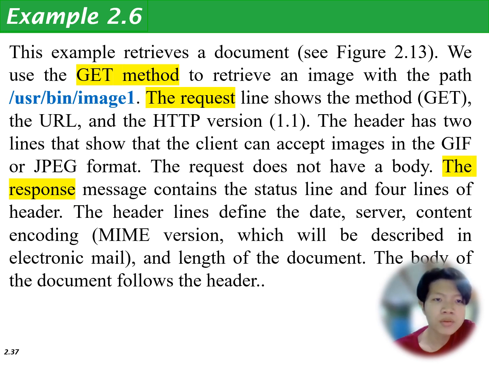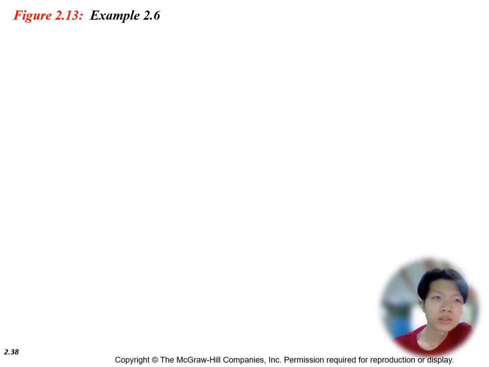The response message contains the status line and four lines of header. The header lines define the date, server, content encoding, and length of the document. The body of the document follows the header. This is the figure of Example 2.6.